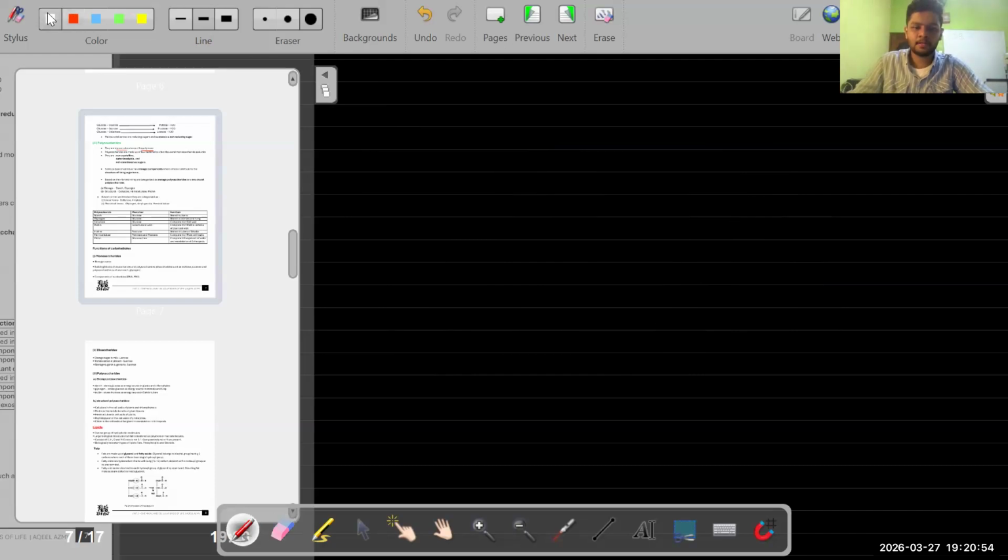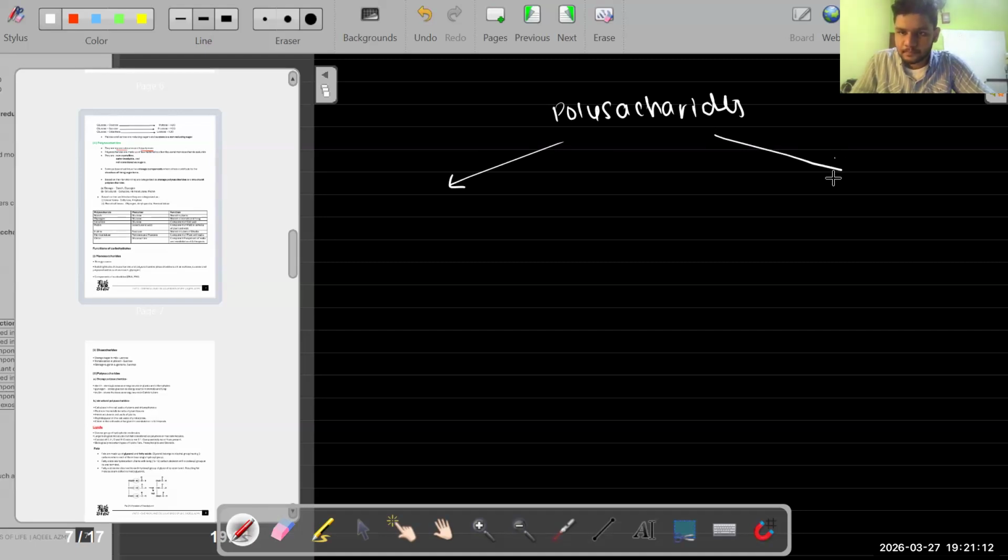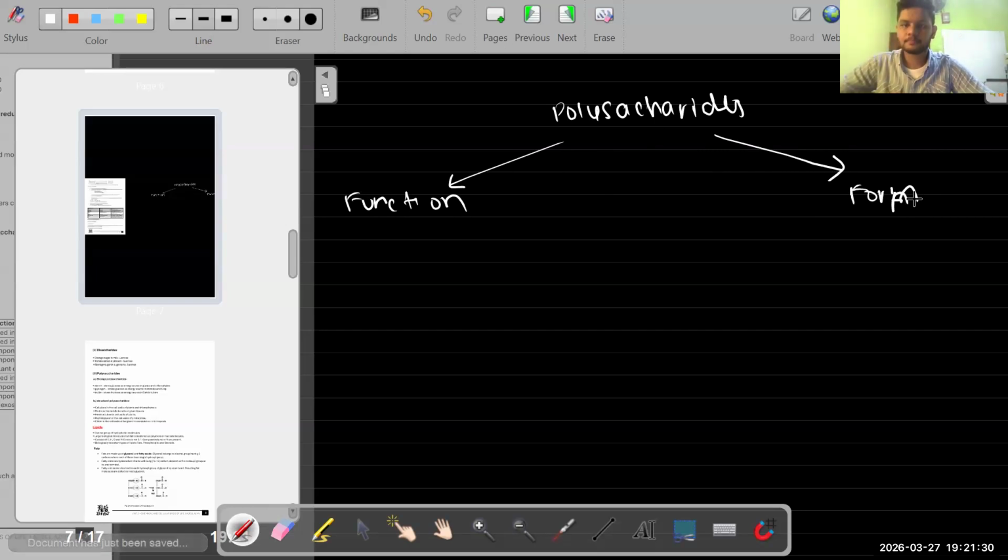Now this is the thing. You see, I'm taking polysaccharides. Polysaccharides can be separated based on two factors. First one, it can be based on the function. Second one, it can be separated or classified based on its form.